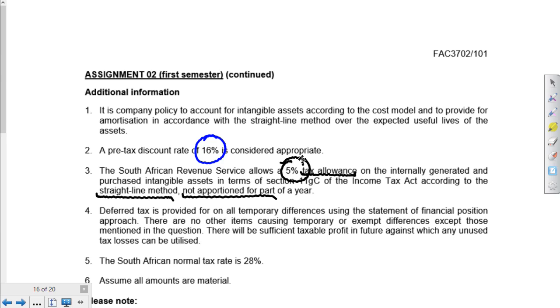Deferred tax is provided for all temporary differences. There are no other items causing temporary or exempt differences except those in this question. There will be sufficient taxable profit in future against which any unused losses can be utilized. And the reason they tell you that is because we could land up with a deferred tax asset. When we land up with a deferred tax asset, we always have to check this because it might limit the amount of asset that you're able to keep.